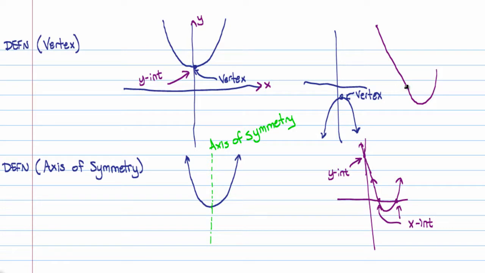Now, I did show you an example of a parabola here that was upside down. Let's take a look at how that could happen. It's pretty obvious when you see it. Let's go ahead and graph, well, let's do a standard one. y equals negative x squared.